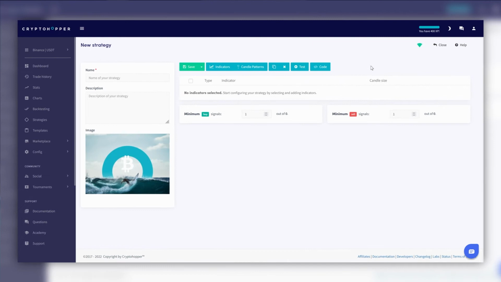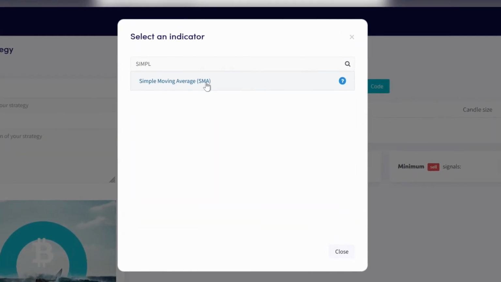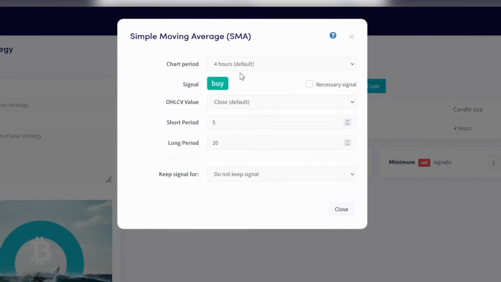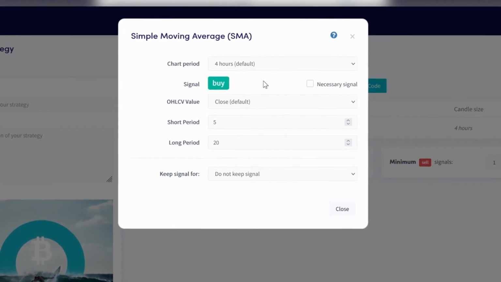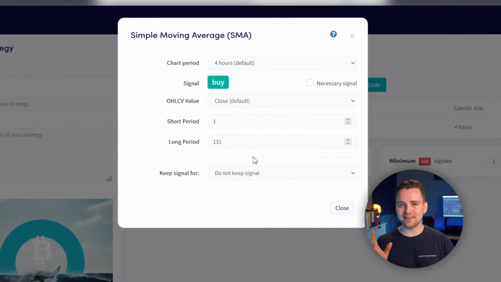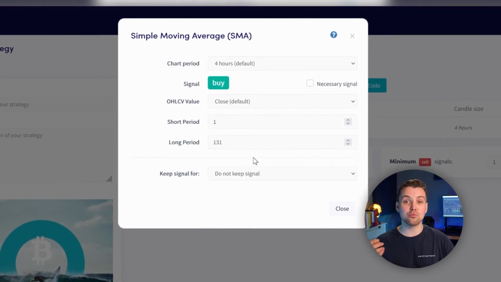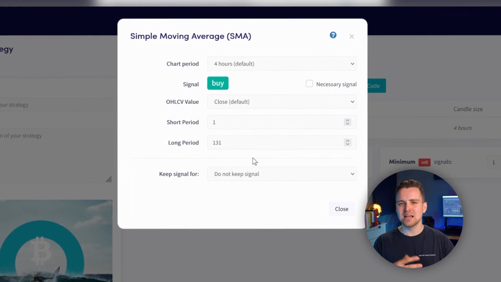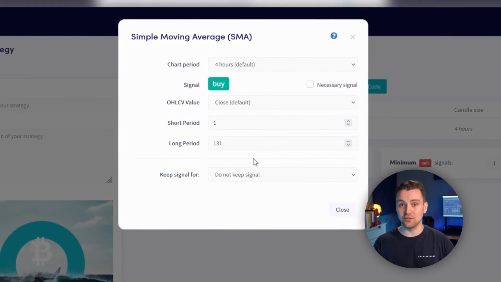With that said, let's create a strategy right now. First, we're going to add the SMA indicator that we talked about. We will leave the chart period at 4 hours and choose 1 for the short period and 131 for the long period. Why did we choose those specific parameters? Well, we backtested all parameters on the 4 hours chart, and these provided the most profit. When you backtest a strategy, you basically look in the past and examine how profitable your strategy would have been. However, this doesn't necessarily mean that the strategy will always continue to perform well in the future.